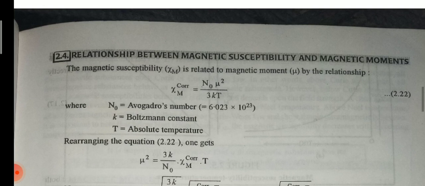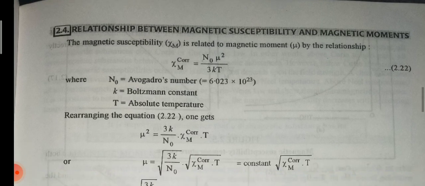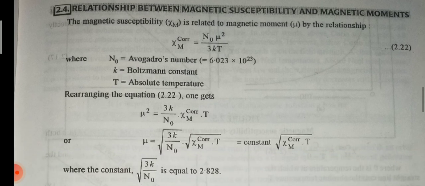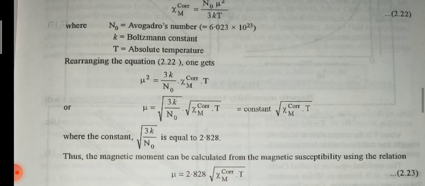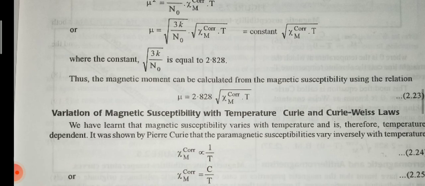The magnetic susceptibility is related to magnetic moment by the relation Xm = N0 μ² / 3kT. N0 is Avogadro's number, k is the Boltzmann constant, T is the absolute temperature. 6.023 × 10^23 is the value of Avogadro's number. On rearranging these equations, we find μ = 2.828 √(Xm T).